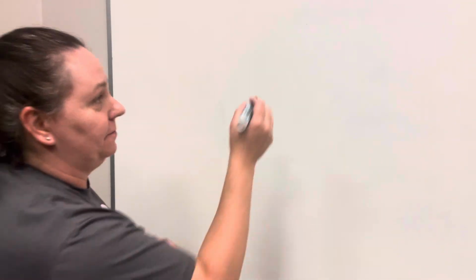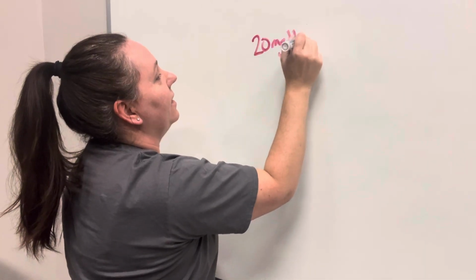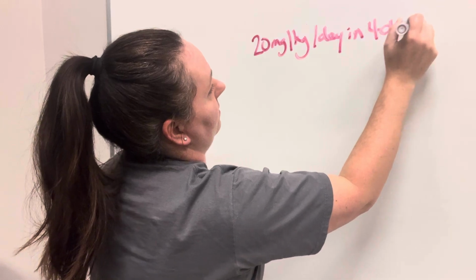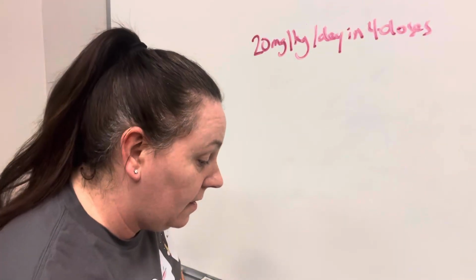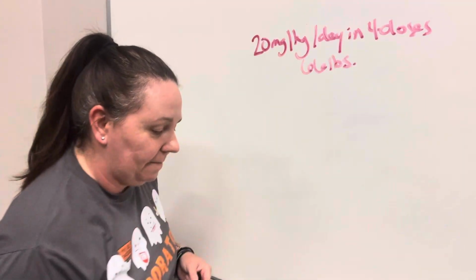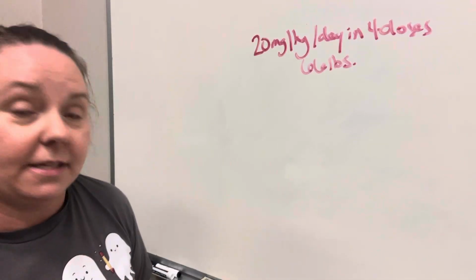So say we have an order for Augmentin 20 milligrams per kilogram per day in 4 divided doses to a child that weighs 66 pounds. Okay, so what I say? 20 milligrams per kilogram per day in 4 doses. And the child weighs 66 pounds. Okay, and the pharmacy has available 150 milligram tablets.